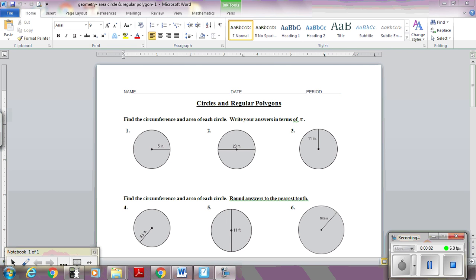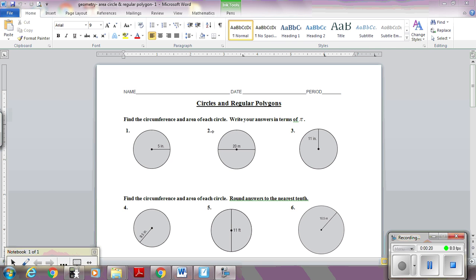Unit 9, Day 4 homework tutorial. I'll work with you on the odd problems, and you will have to complete the evens on your own.